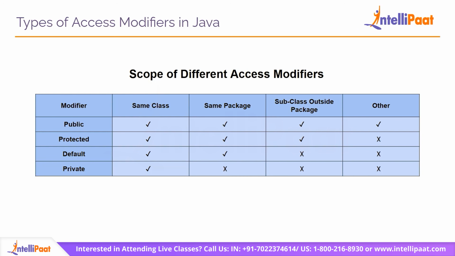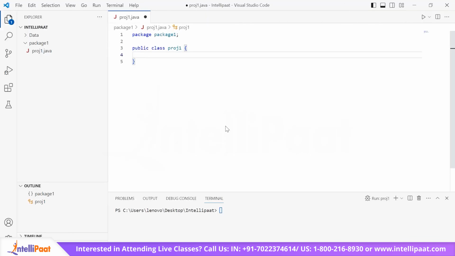To get a deeper understanding of the topic, let us jump to the IDE and give this a try. So I am in my IDE, I am using Visual Studio Code. You can use whichever IDE you are comfortable with. So here I have created a folder named package1, which is inside the Intellipaat folder. Here I have already created a Java project and named it project1.java. Let's start with creating a simple class and name it class1.